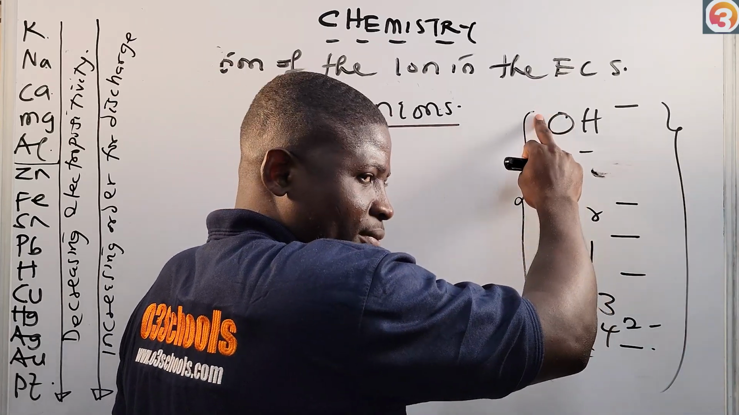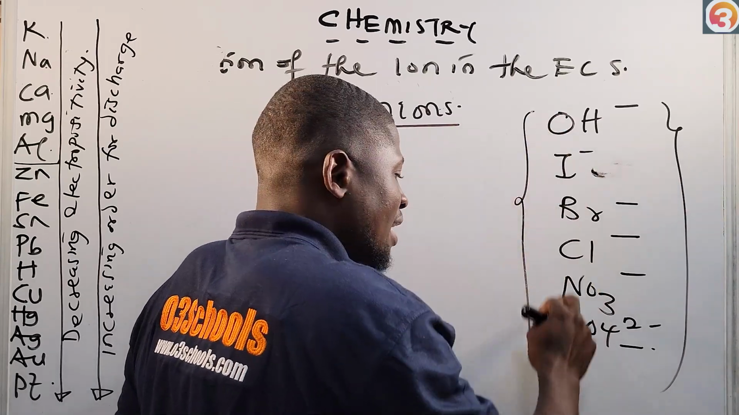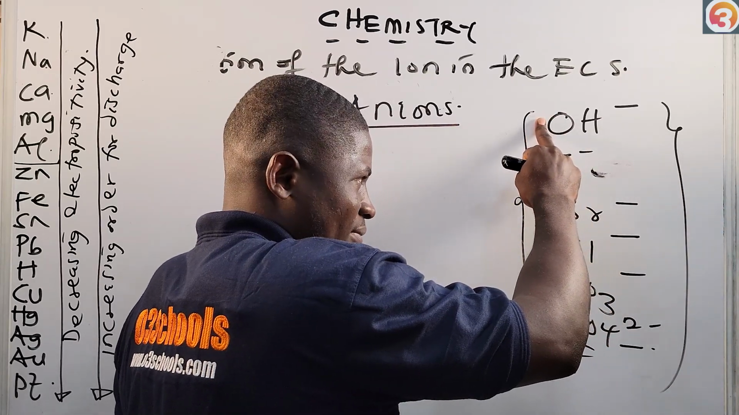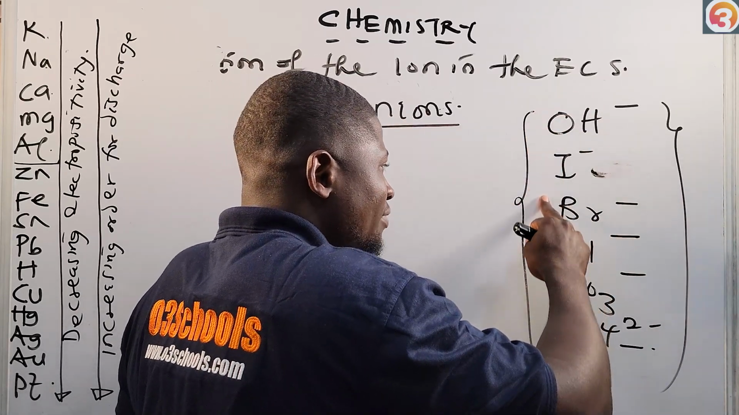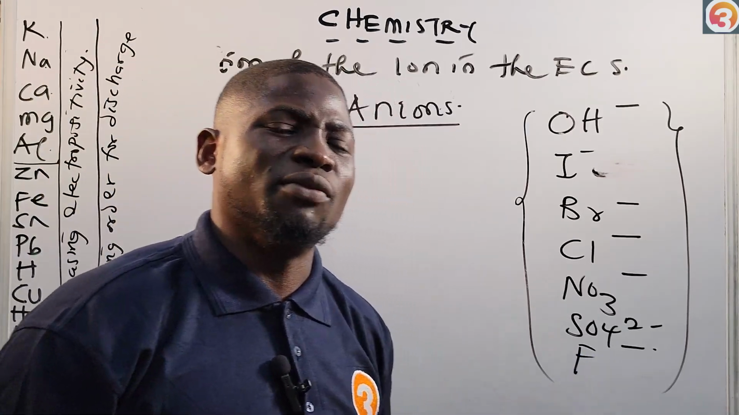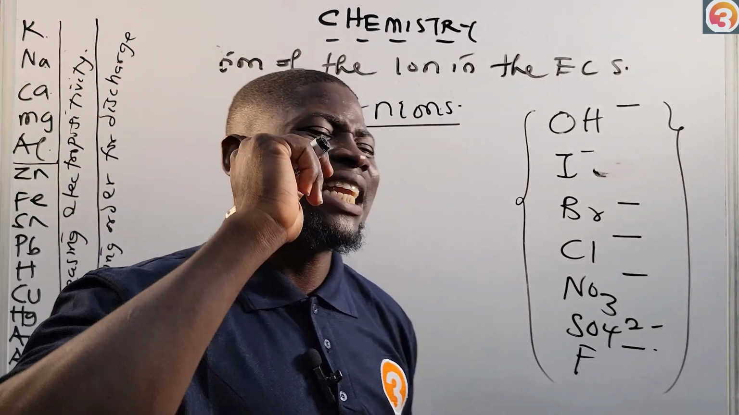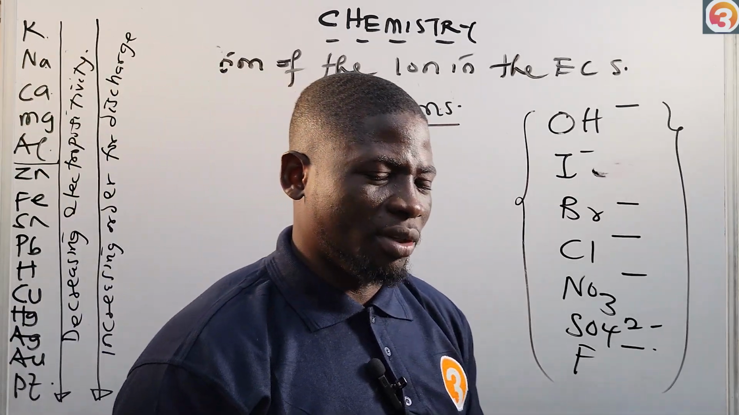electropositivity is increasing, right? If you are going from fluorine to OH, electropositivity is increasing, right? If you are going from OH to fluorine, it means that electronegativity is increasing, right? Because fluorine is the most electronegative element. So please put that at the center of your mind every time, that fluorine is the most electronegative element.